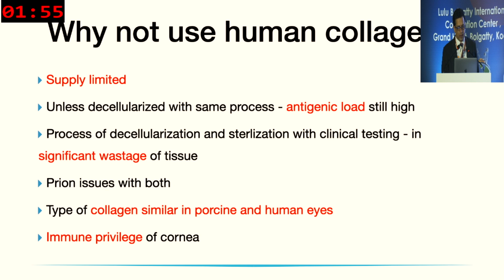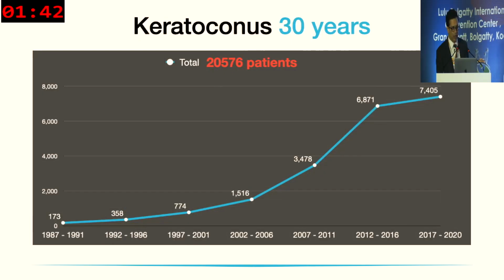And the type of collagen that is used is similar in porcine as well as in human eyes. And because of the immune privilege, we have not seen any immunological or antigenic reaction, even in a rabbit study we did before this, as well as all the human studies that we are doing right now.